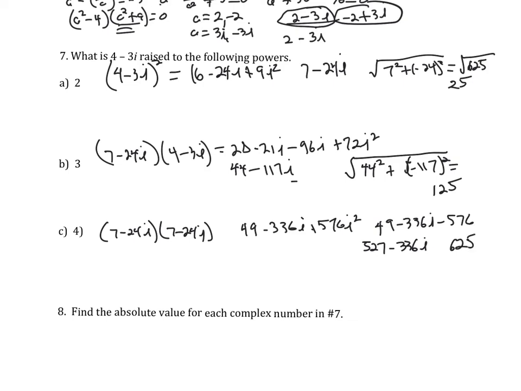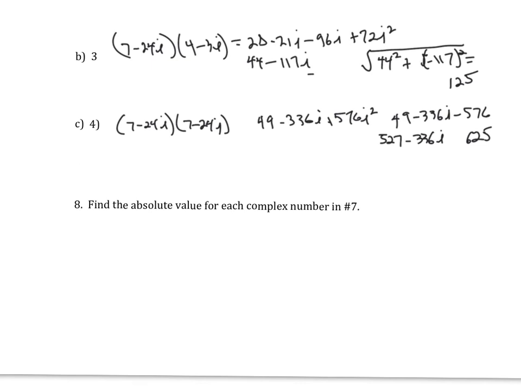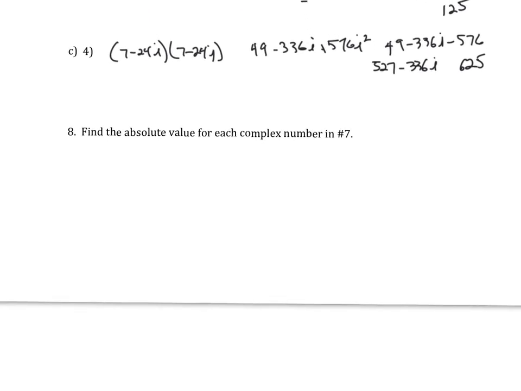Each time we're multiplying, we are increasing the value of our absolute value by 5. And that makes sense because that's the absolute value of 4 minus 3I. And so we're just increasing the absolute value of our products each time by a factor of 5. Okay, that's all we have for this.